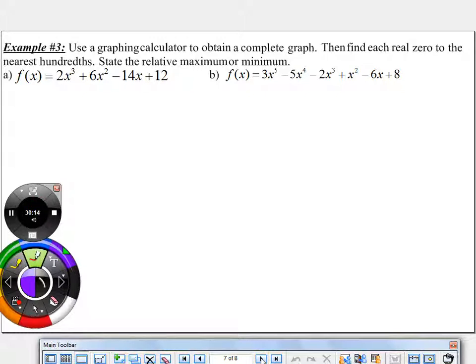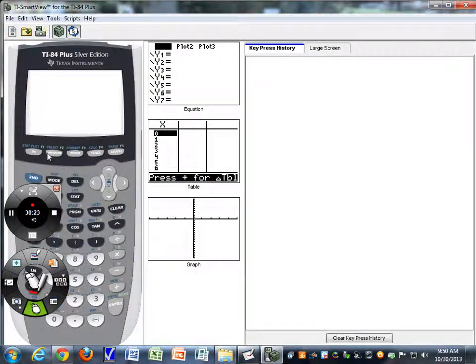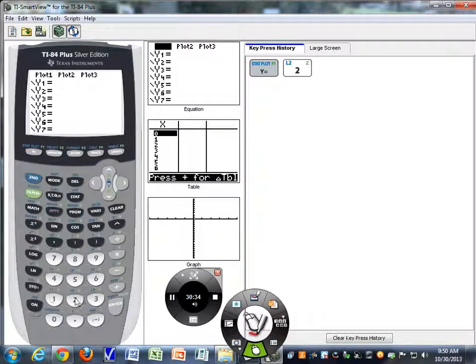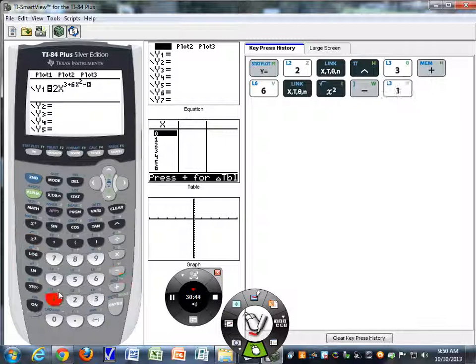So if you were not good at the calculator, now is the time to kind of pay attention because we're going to go back through those keystrokes. So on your calculator, if you're already doing it, you're fine. Go to y equals. Make sure all the plots at the top, plot 1, plot 2, plot 3, all those are turned off so that they don't interfere with you trying to graph this function. Then go ahead and type in the function. So 2x cubed plus 6x squared minus 14x minus 12.